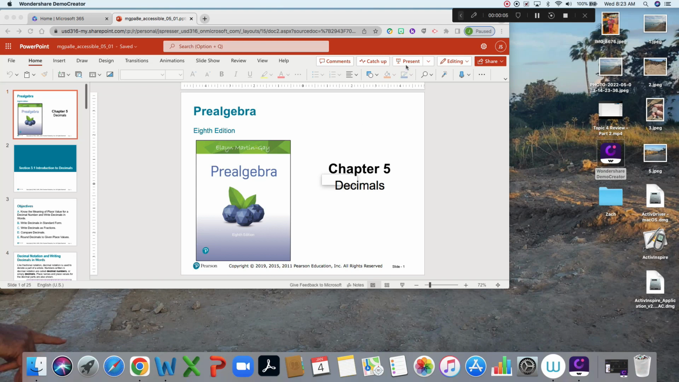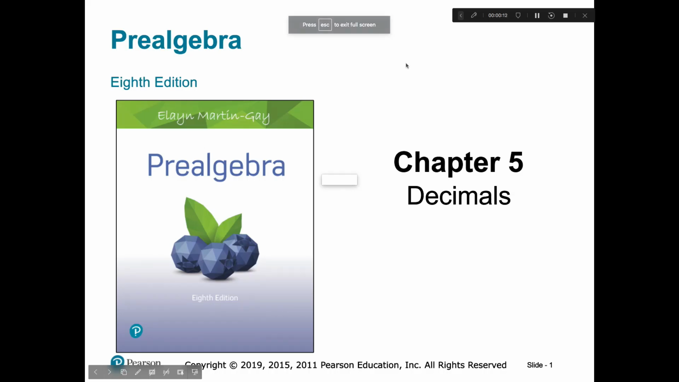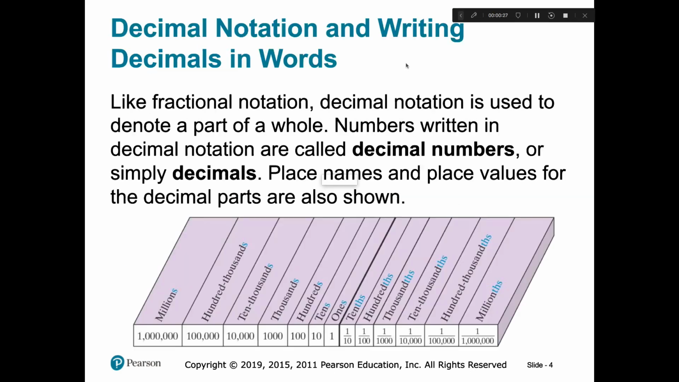All right, so now we can start with decimals. This is going to be an introduction to decimals. This is going to be review. It's going to be fairly straightforward and simple. The hardest part is going to be comparing and rounding. Okay? But to start with, we are going to talk about decimal places.